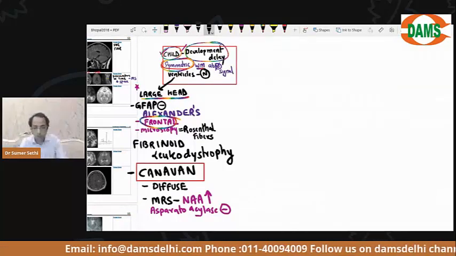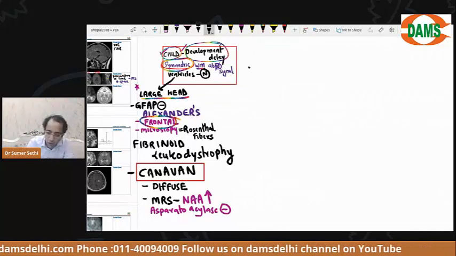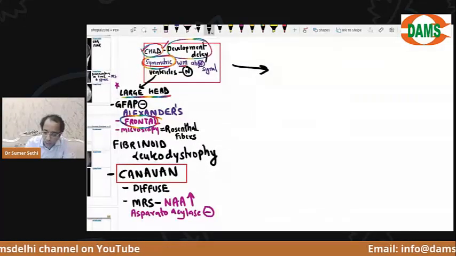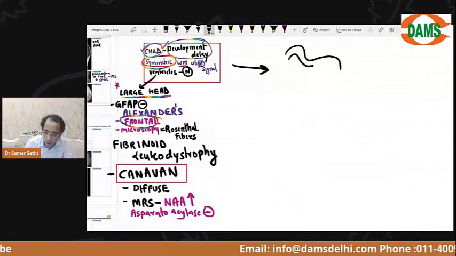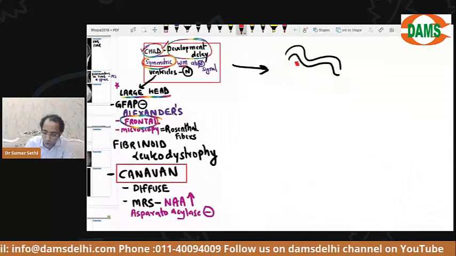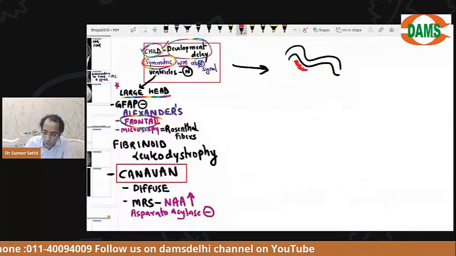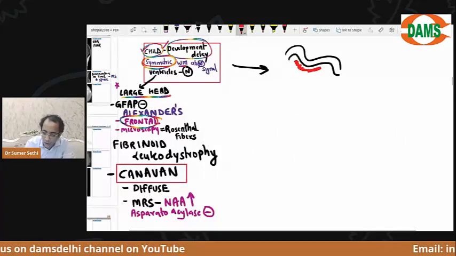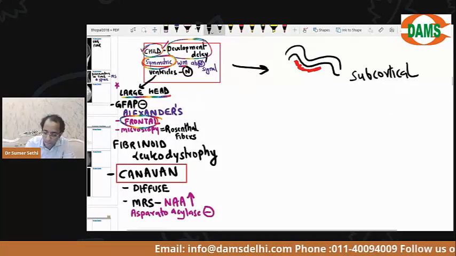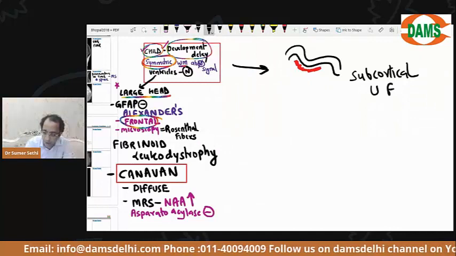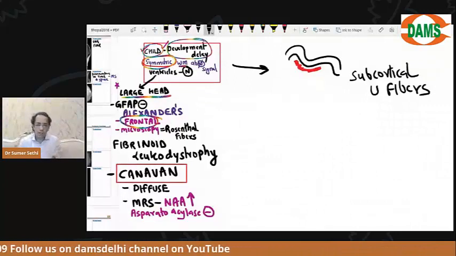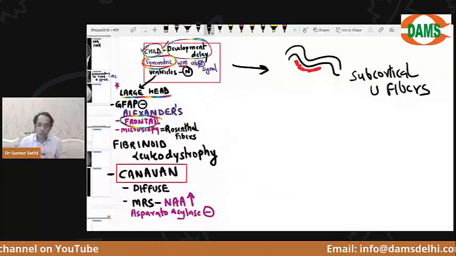Okay, very good, beta. Second question. Now I want you to understand, it is very difficult. I want you to spend some time with me, beta. If these are your gyri, below your gyri in the brain you have U-shaped short association fibers connecting the two adjacent gyri. These are called subcortical U fibers. Just below your gray matter you have short association fibers called subcortical U fibers.